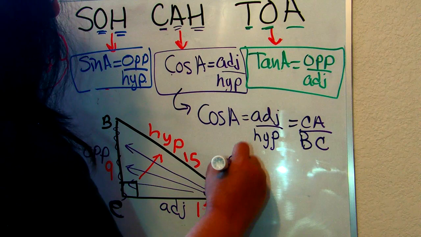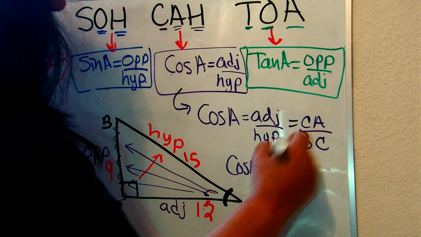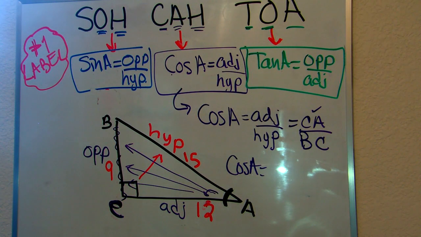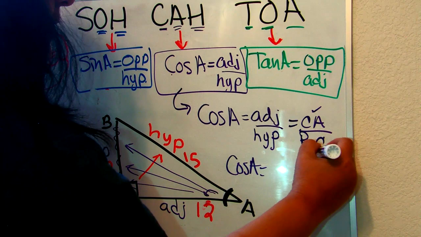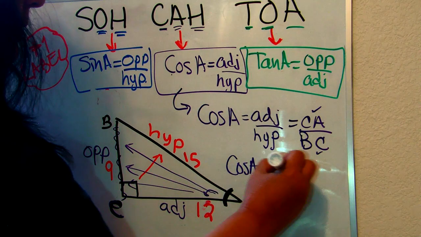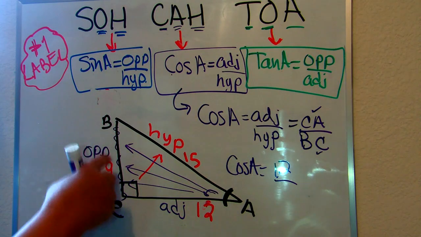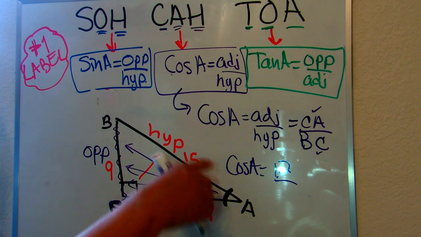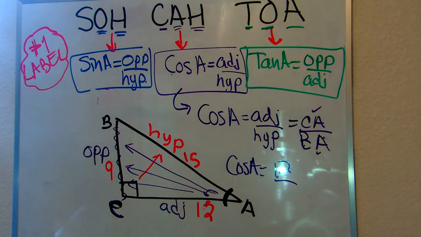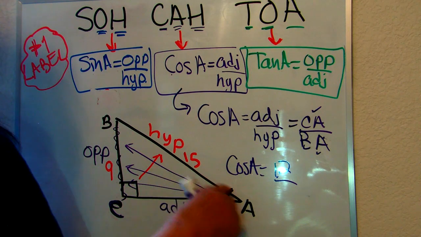So cosine of angle A. Now I'm going to substitute. I know the measure of side CA, and we know the measure of the hypotenuse. So CA measures 12, and the hypotenuse measures. Oh, sorry, the hypotenuse is BA. My mistake. All right, BA measures 15.